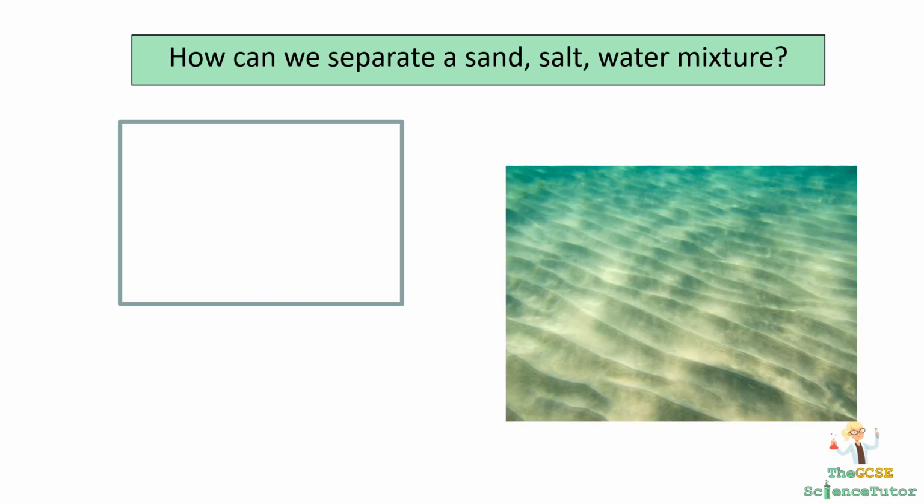So today we're going to focus on separating mixtures, and our first example is going to be a mixture of sand, salt and water. So let's first represent this as a particle diagram. Water has the formula H2O, which consists of two hydrogens and one oxygen atom. So we can represent it like this.